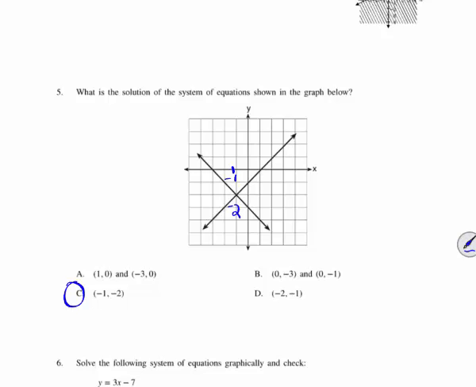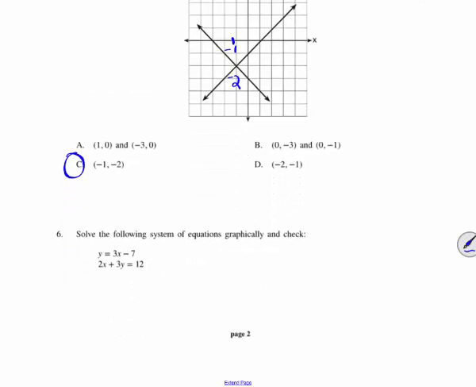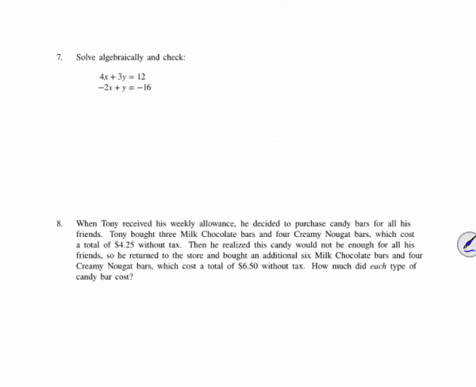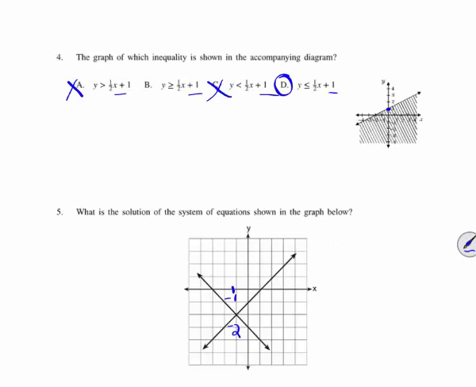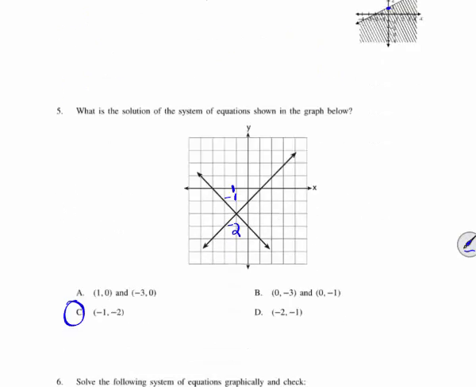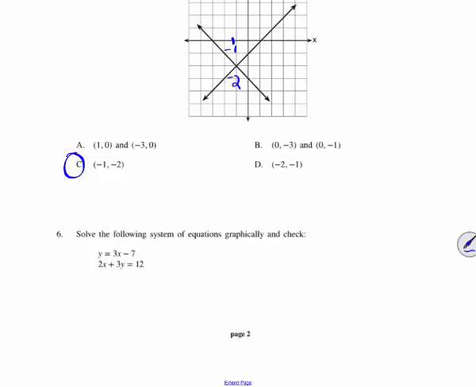Let's see. Solve the following systems of equations graphically and check. Did we give you the graph? Of course not. Okay. Normally you would get a graph for that. But let's just sketch them out. I don't know if we're going to be able, without a graph, to read the point of intersection clearly, but that's okay.